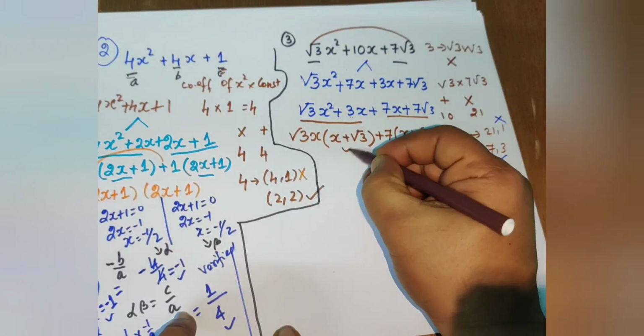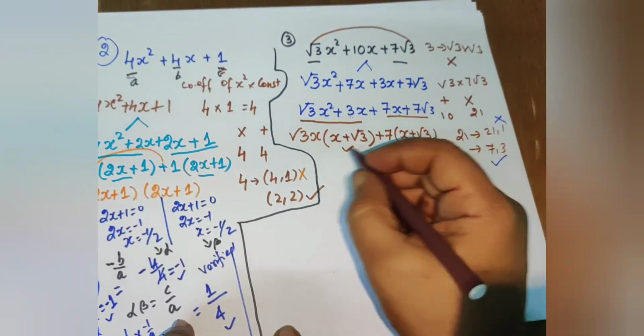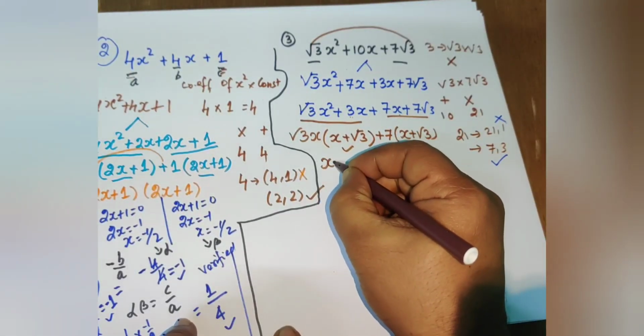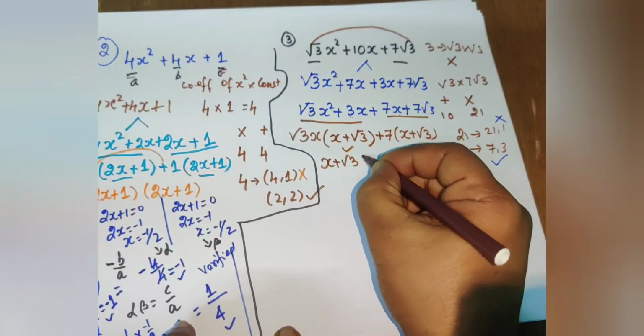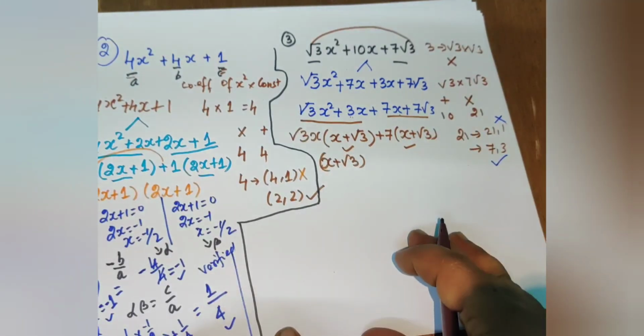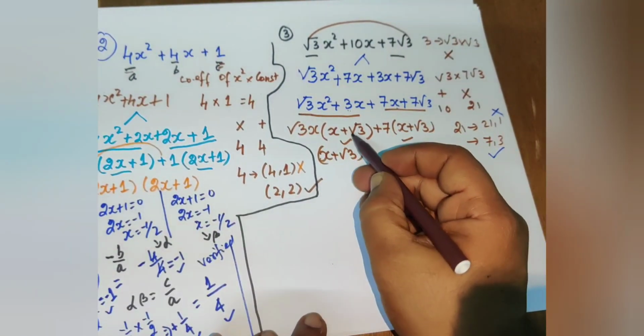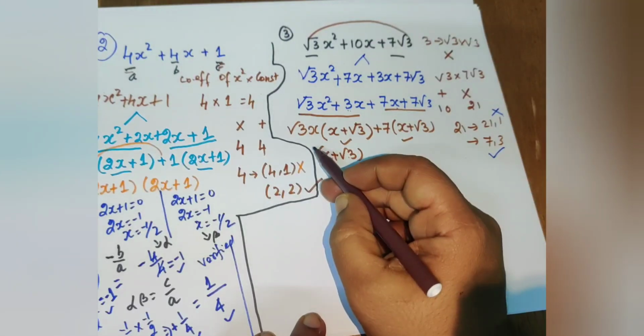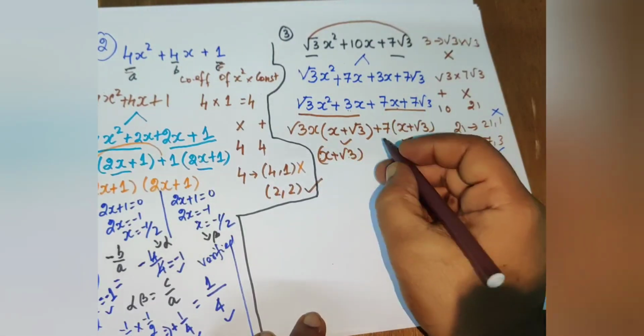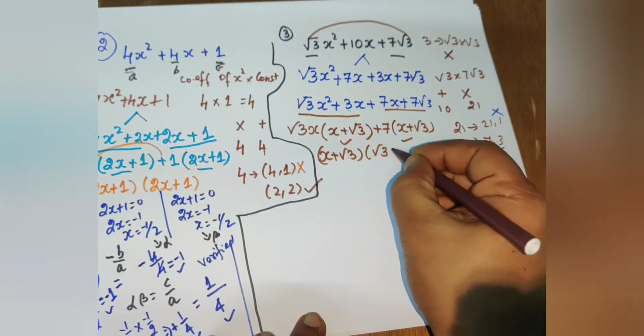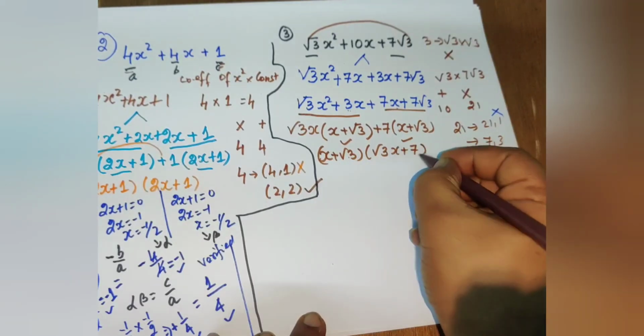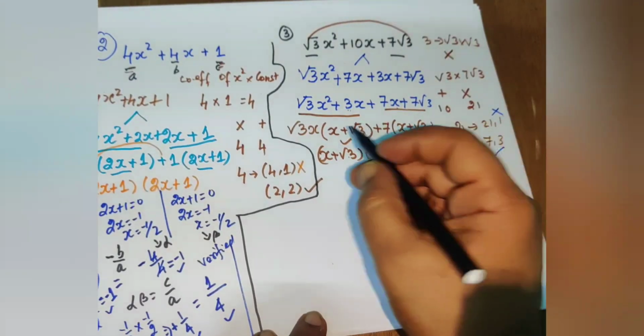Kindly notice this bracket and this bracket have the same factor, so we can take it out common. So x plus root 3 is taken out common. What is left when we take x plus root 3 as common? Root 3x plus 7 is left. Okay, so now we can easily find out the zeros.